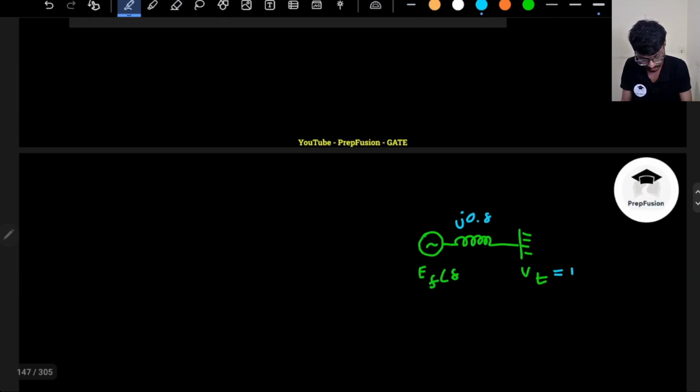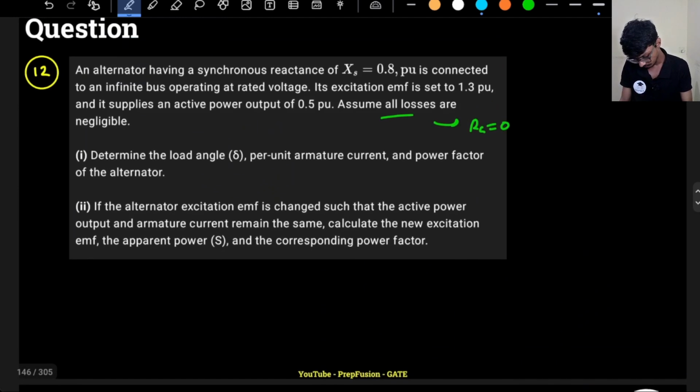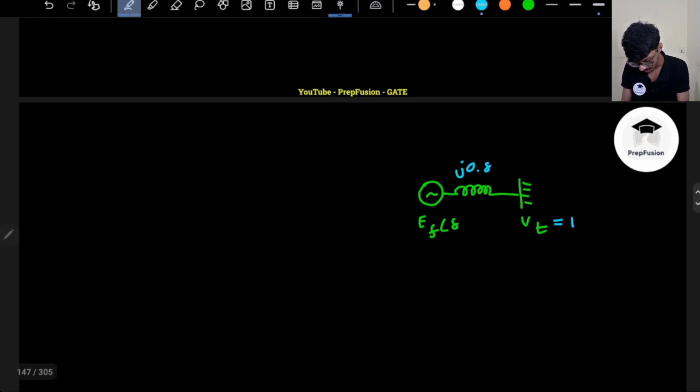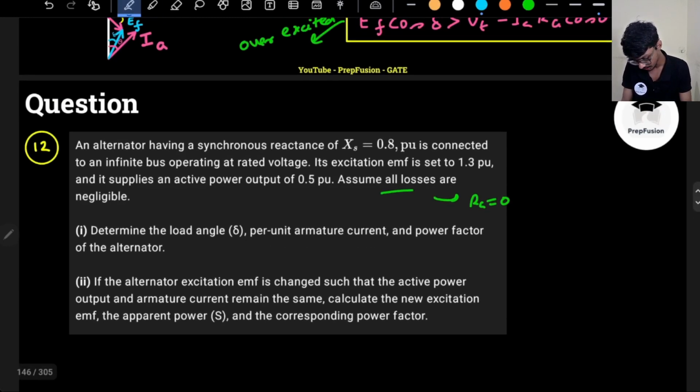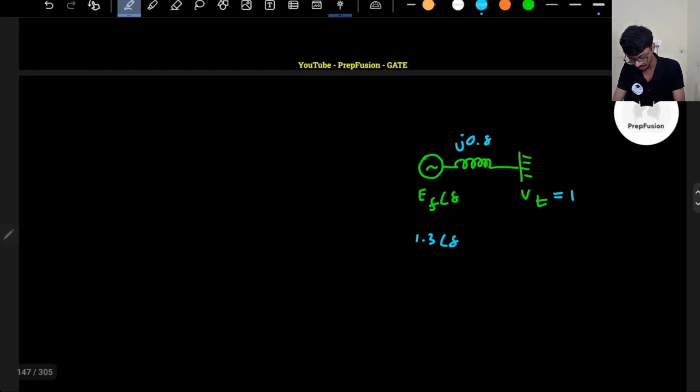And Vt will be what? 1 pu. Always Vt will be 1 pu. In per unit, Vt is at rated voltage, so it is 1 pu. If it is in per unit, it will always be 1. Now they're telling me its excitation EMF is set to 1.3 pu. So I know the magnitude of excitation EMF, that is 1.3 pu. It also tells me that it supplies an active power of 0.5 pu. So the power delivered is 0.5 pu.